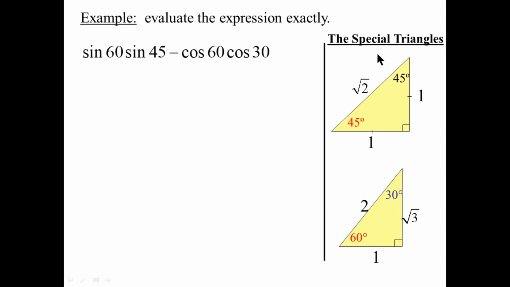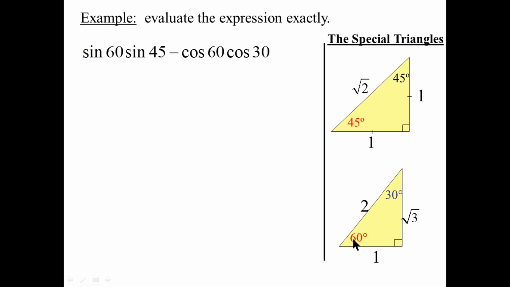Let's do some examples. Now I've put the special triangles on the side here so we can reference them. You'll run into questions where it says evaluate the expression exactly. Example here, sine 60 sine 45 minus cos 60 cos 30. And you have to evaluate it exactly. What one does is references these two triangles to get the exact sine 60. That means exact means you didn't use a calculator. So sine of 60, there it is.